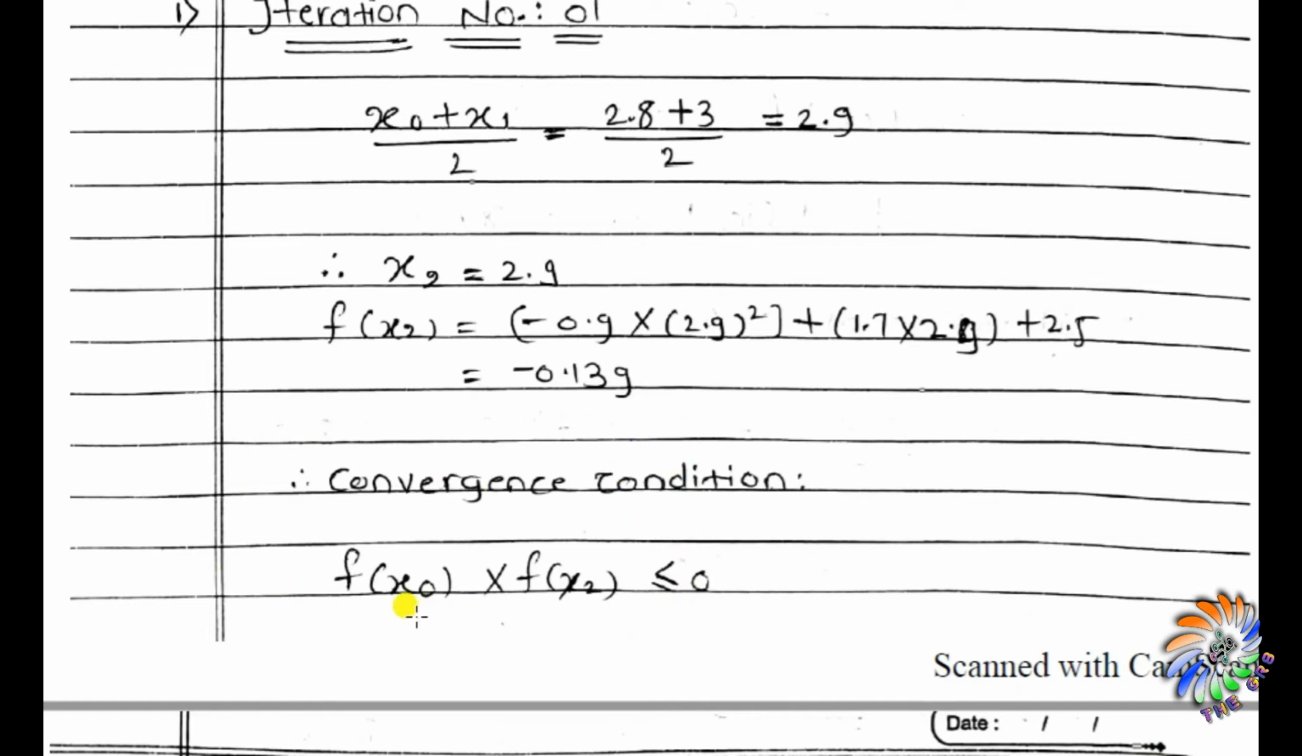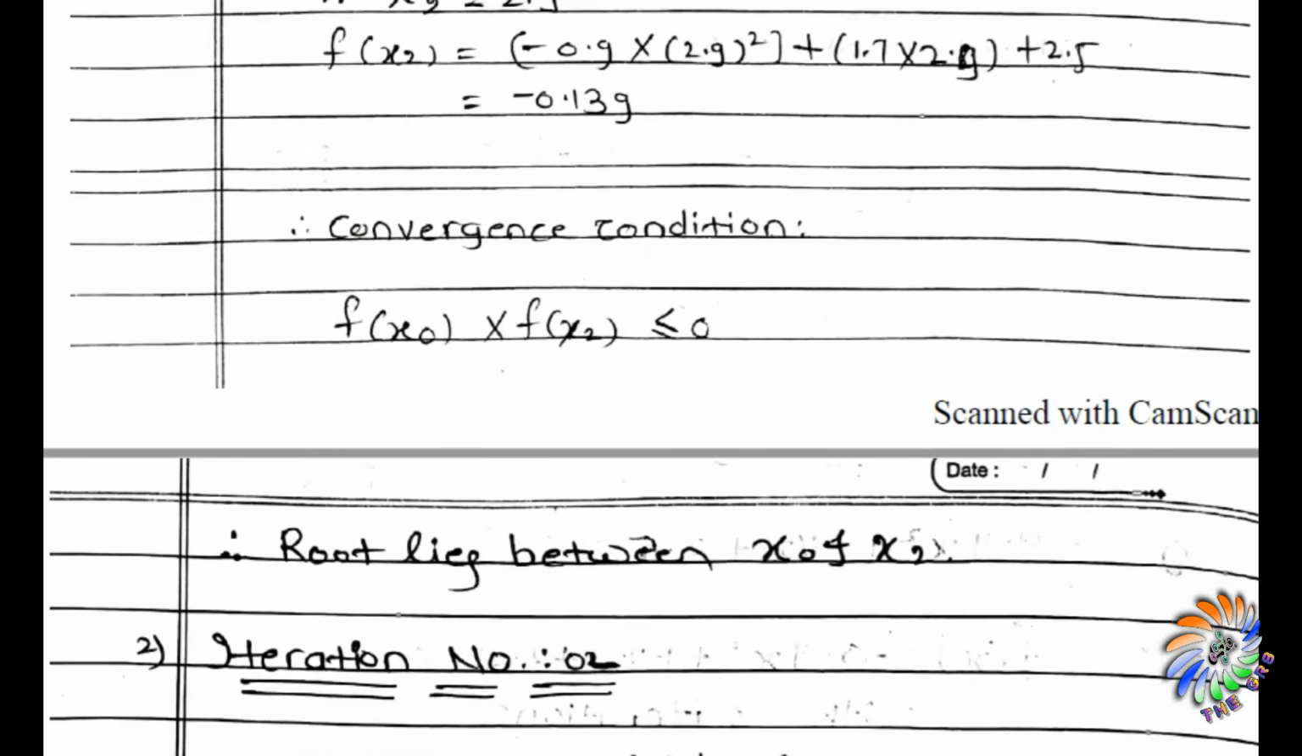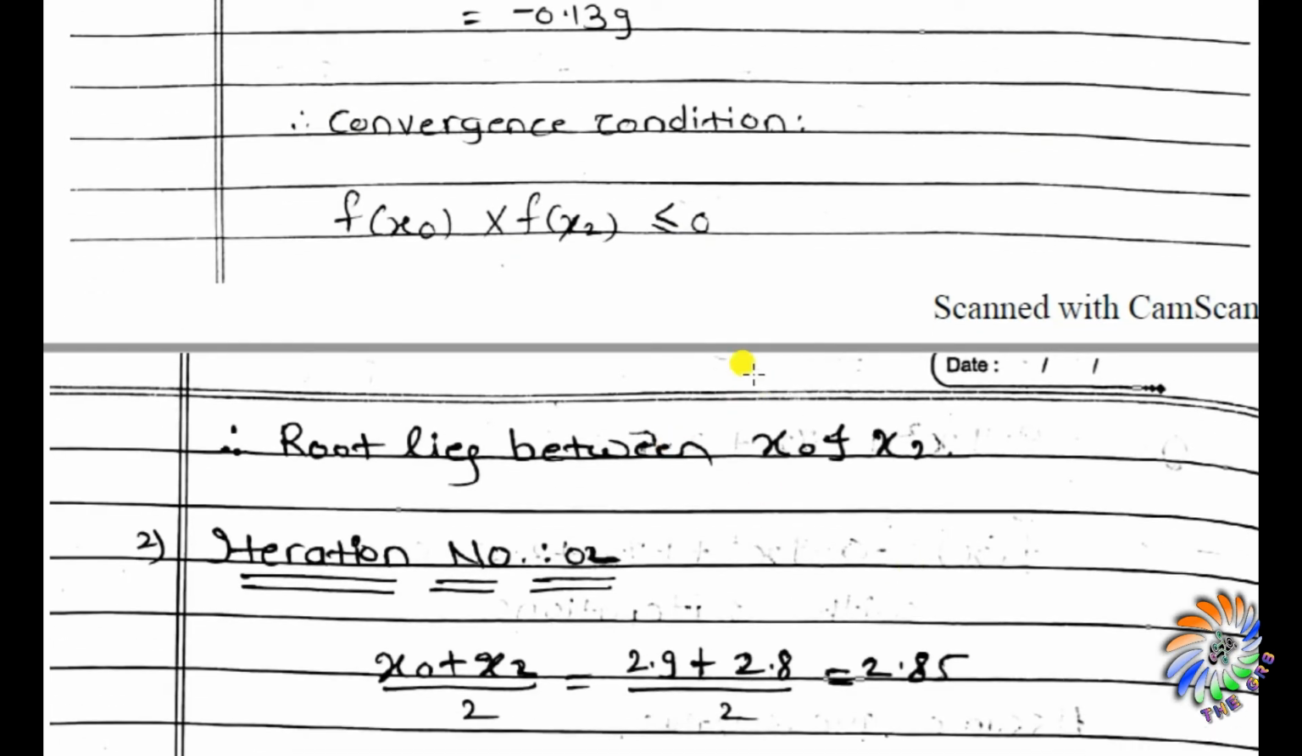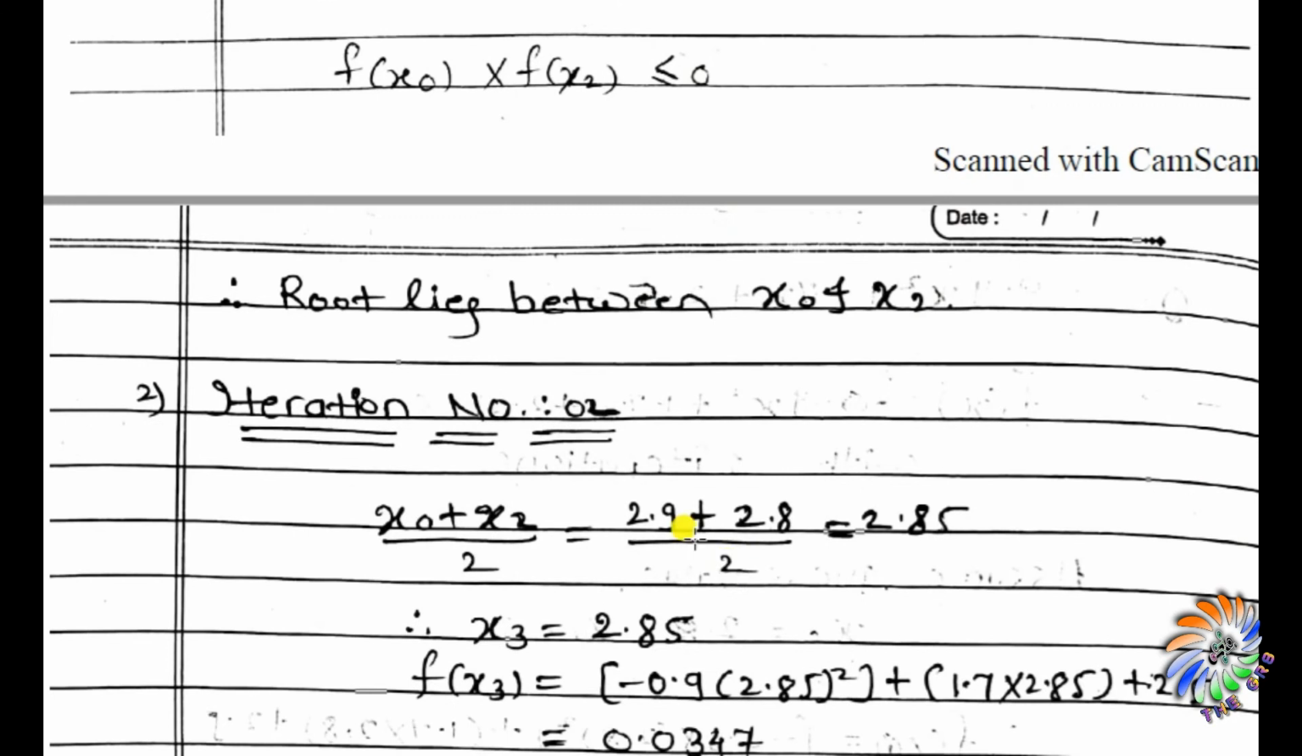Hence we are going to solve the further iteration with f of x0 and f of x2. Means here we have eliminated the value of x1. Okay, so the root lies between x0 and x2. Now see, 2.9. Now here the iteration for 1 is over.